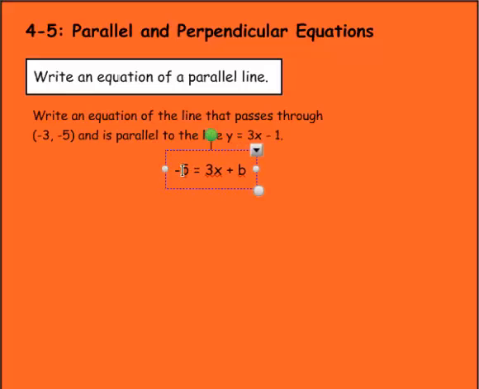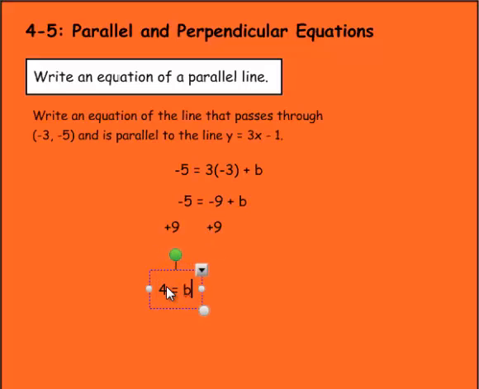So negative 5, which is y, equals 3 times negative 3 plus b. So negative 5 equals negative 9 plus b. Now I would add 9 to both sides. So that would be negative 5 plus 9 would be positive 4 equals b. So if I write this equation, I would still have my y equals 3x because that needs to be parallel. And I'll do plus 4 because that's the line that would give me negative 3 and negative 5 going through it.